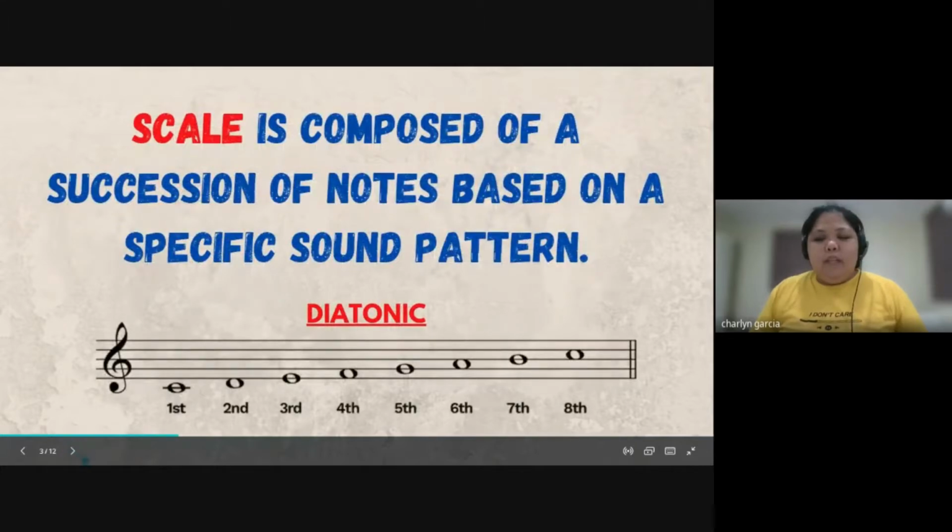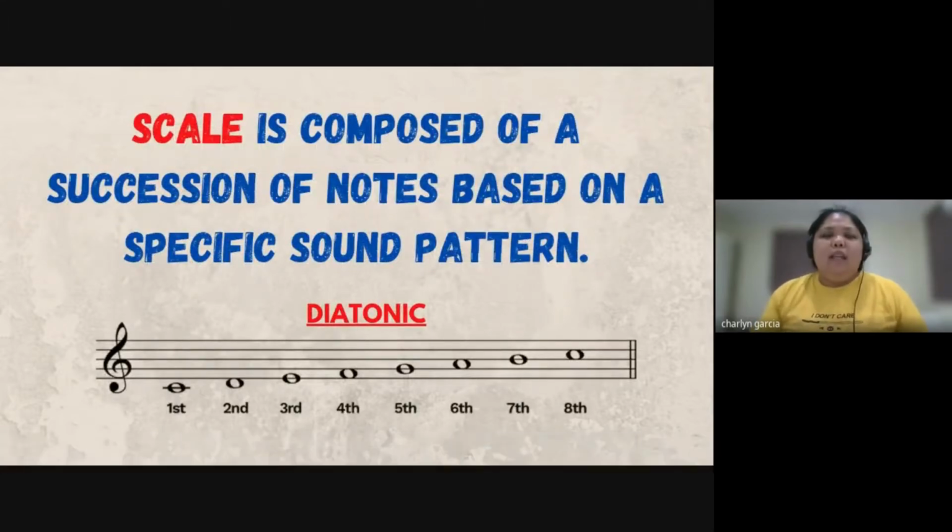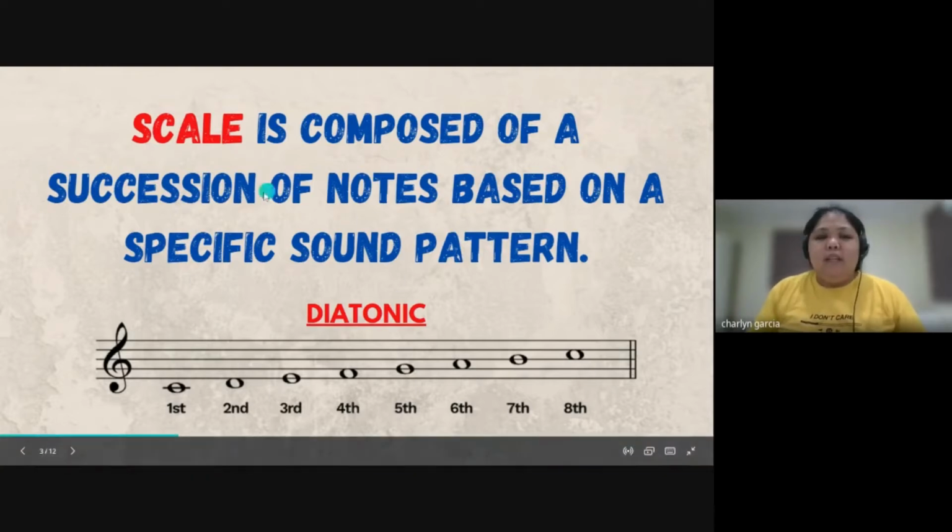So before we proceed to the different major scales, or in composing or in making those three major scales, ano ba muna ang ibig sabihin ng scale? Scale or musical scale is composed of a succession of notes based on a specific sound pattern. So from the word succession, ibig sabihin, ito ay pataas, sunod-sunod. So as you can see here, this is an example of a diatonic scale. Sunod-sunod siya. This is the first note, second, third, hanggang eighth note. So this is diatonic scale.